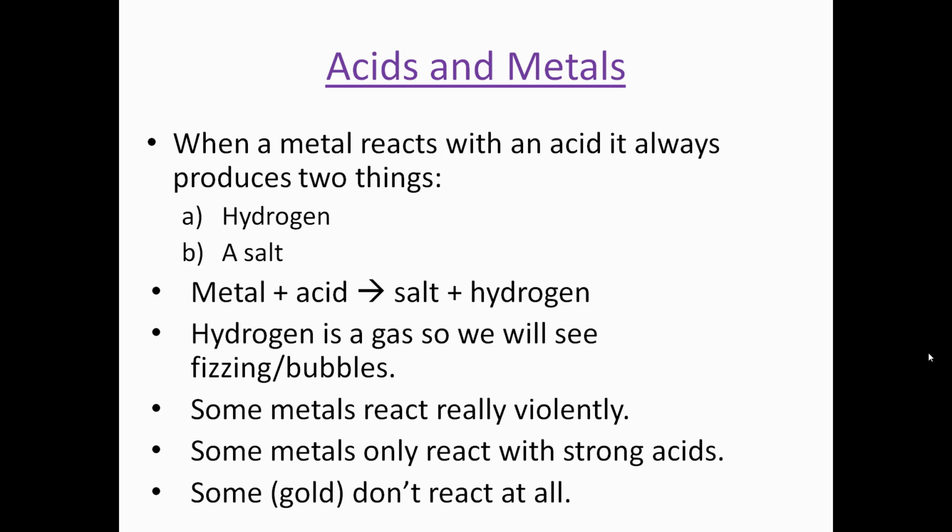It is possible to get gold to react with acids, but you have to mix sulfuric acid and nitric acid together to make something called aqua regia, and that's a very, very powerful reagent for dissolving gold, and it doesn't actually dissolve it because of the acidity, it's something else.